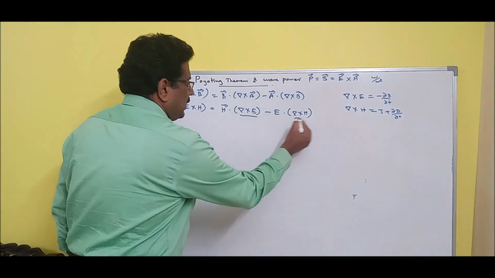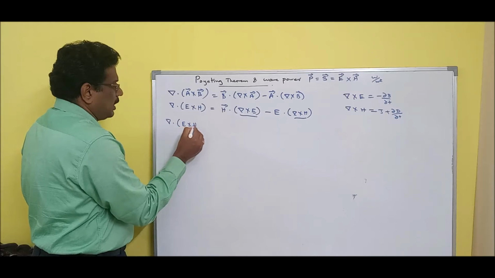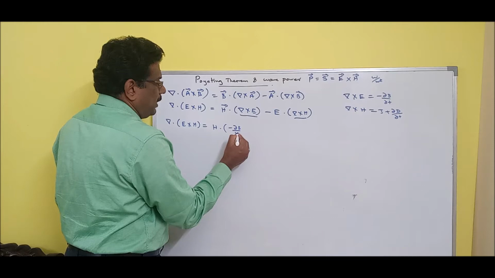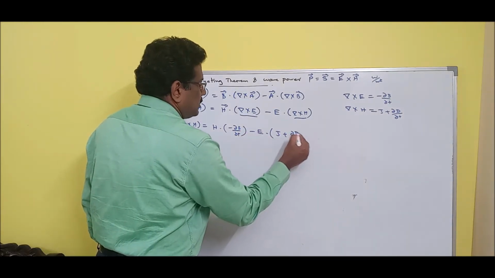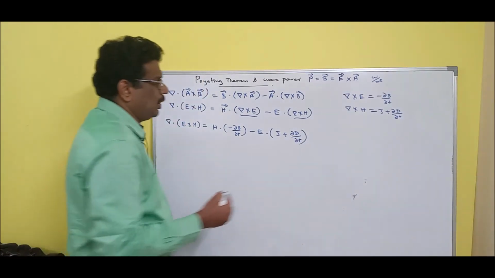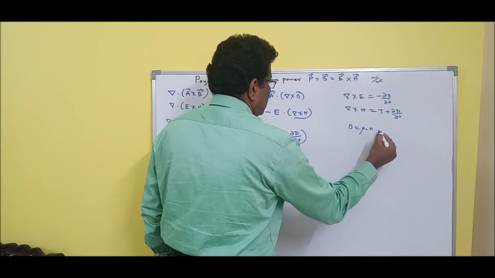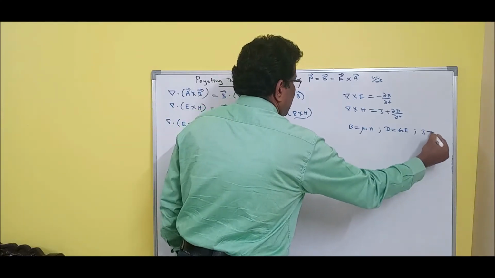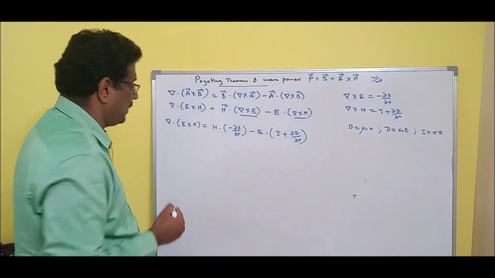On substituting, we have del dot E cross H equal to H dot minus dou B by dou T minus E dot J plus dou D by dou T. And now some more substitutions we are going to do. For free space, you should know B is equal to mu naught H, D equal to epsilon naught E, and J is nothing but sigma E in case there is a metal, if it is affecting a metal.